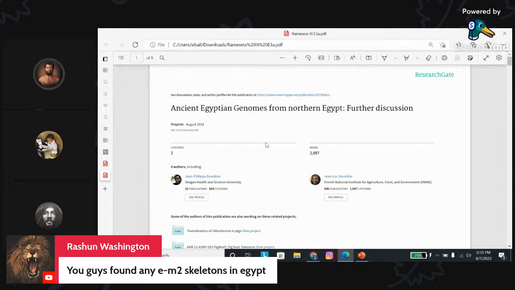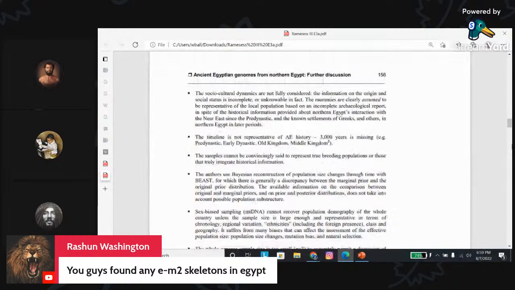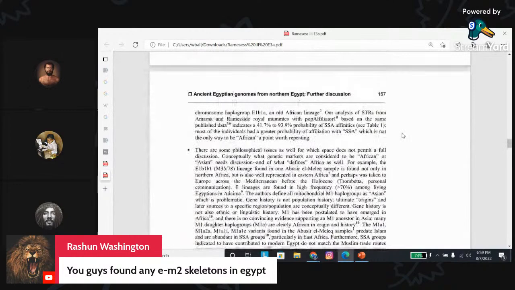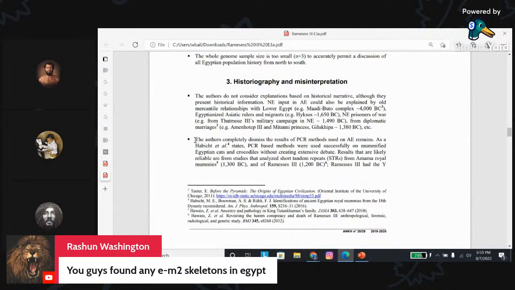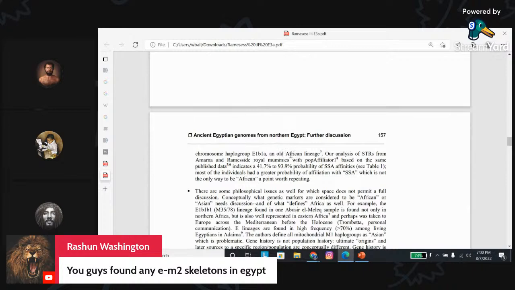So this right here is coming from an ancient Egyptian genome from northern Egypt, and of course it's Ramses III. Right here it says the authors submitted the results of PCR methods used on ancient Egyptian remains. PCR-based methods were used successfully on mummified Egyptian cats and crocodiles without creating excessive debate. Results that are likely reliable are from studies that analyze short tandem repeats from Amarna royal mummies and of Ramses III. So Ramses III had Y chromosome haplogroup E1B1A, an old African lineage.